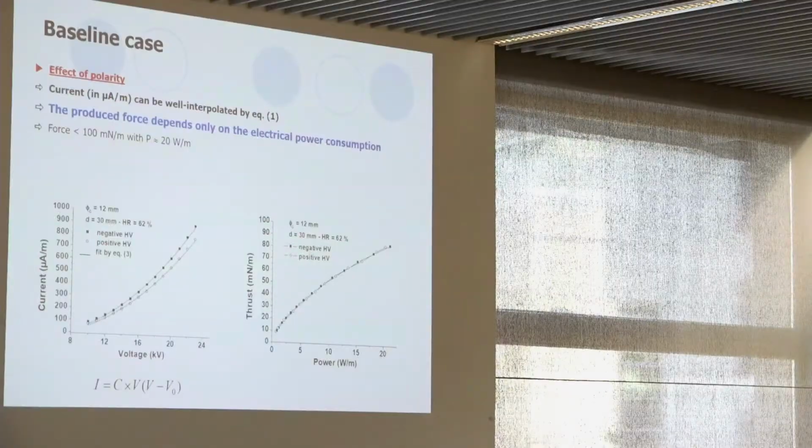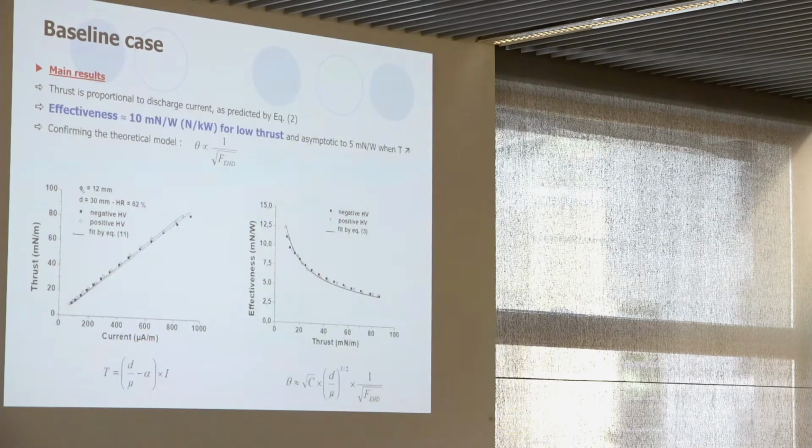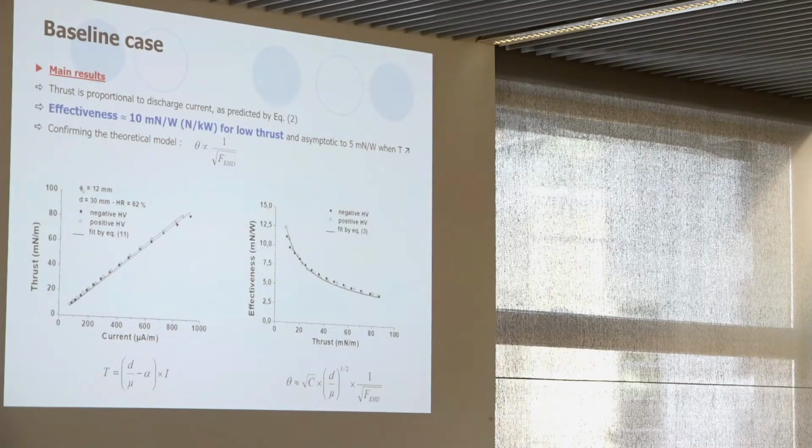So here we have experimental measurements that confirm the theory. Here we have the current versus voltage. It can be well interpolated by this equation. Here we have the thrust as a function of the power consumption. We can see that the produced force depends only on the power consumption in a wire to cylinder geometry, of course. Here we have the thrust versus the current. We can see that it confirms this equation, that the thrust is proportional to the current.